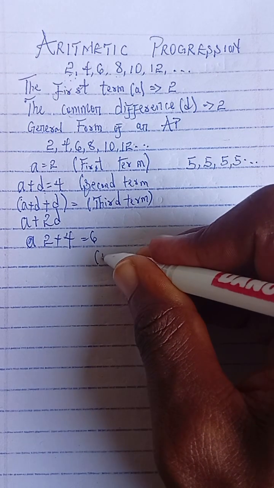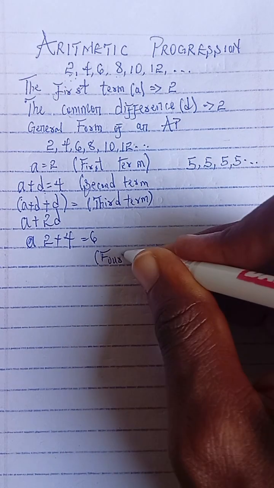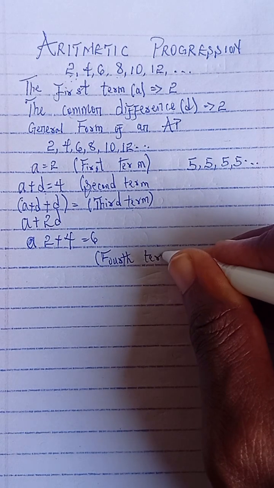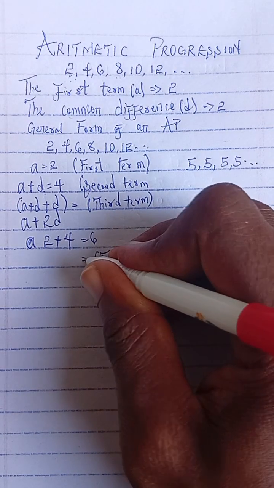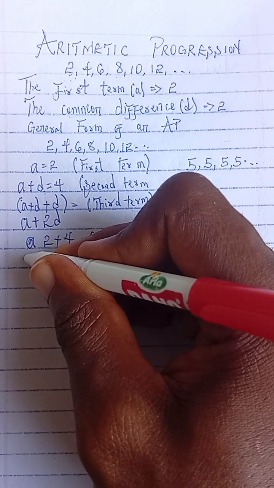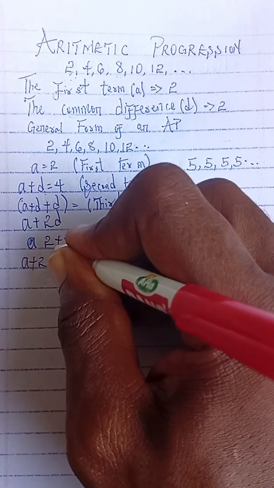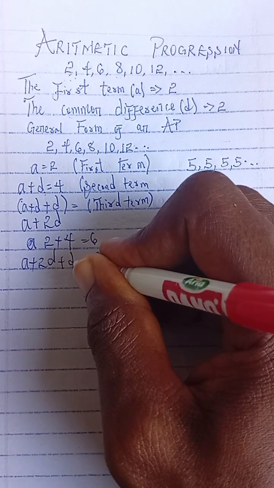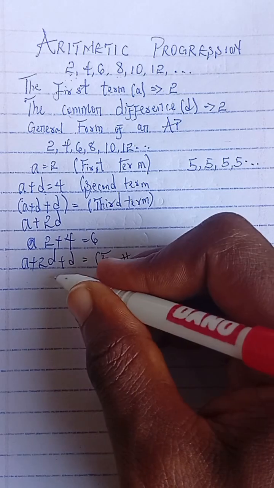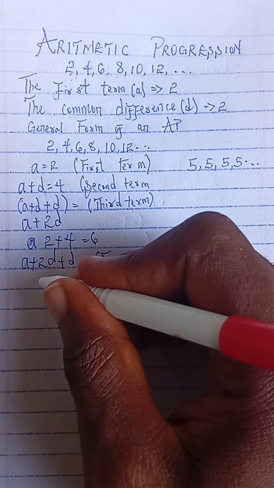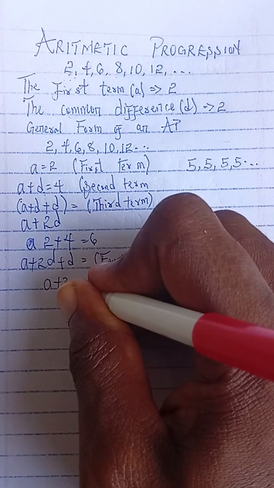Now let's look at the next one, the fourth term. From here, we'll establish what we need to establish. So now the fourth term. The fourth term is going to be the third term, which is A plus 2D, and then plus the common difference. Now 2D plus D will give us 3D. So we'll then have that this is going to be A plus 3D.